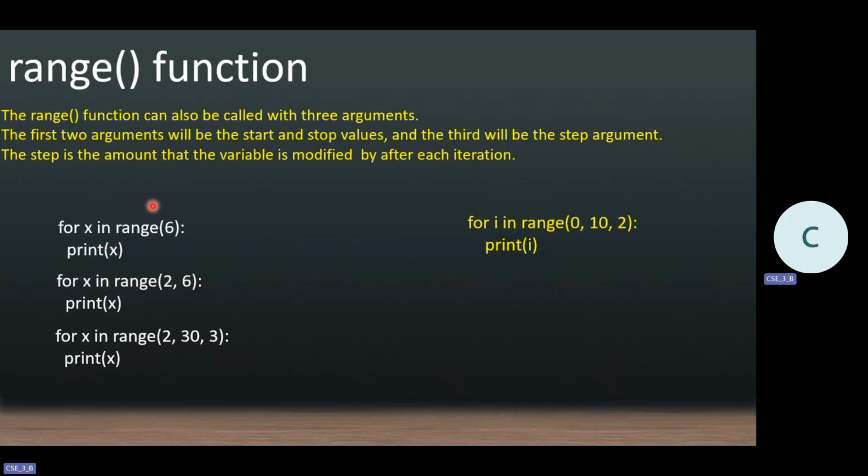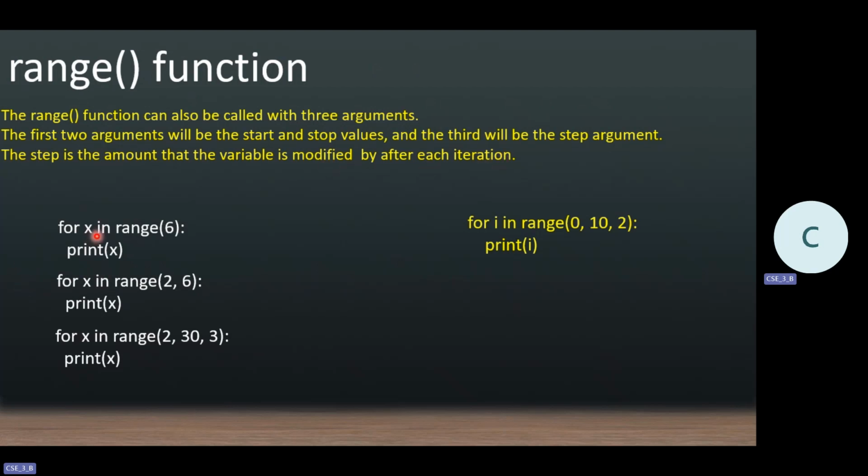The range function can also be called with 3 arguments. Let us understand. The first 2 arguments are the start and stop values, and the third is the step argument. Whatever task we have done with the while loop, we are going to do in the for loop in a variety of ways. The step is the amount by which the variable is modified after each iteration.